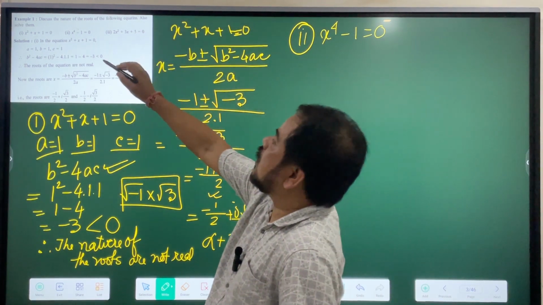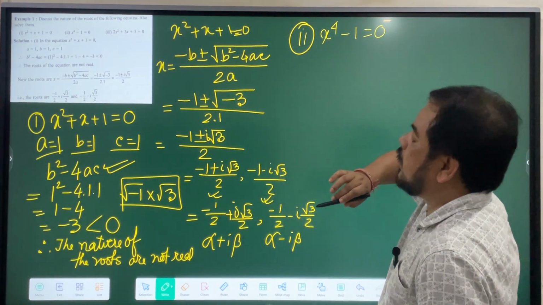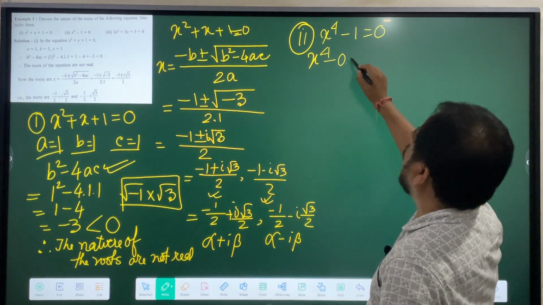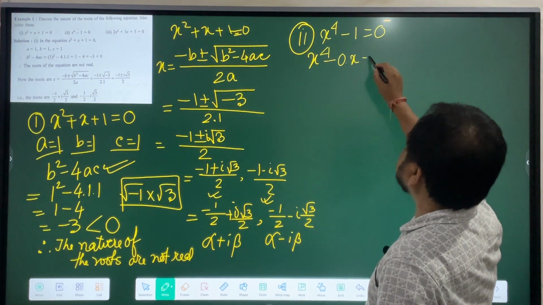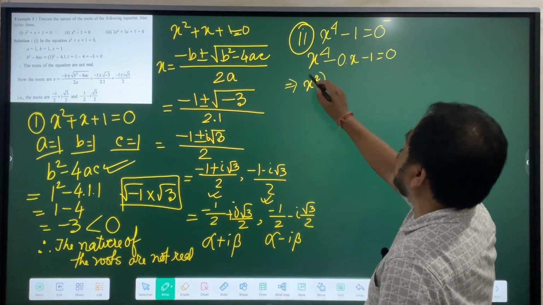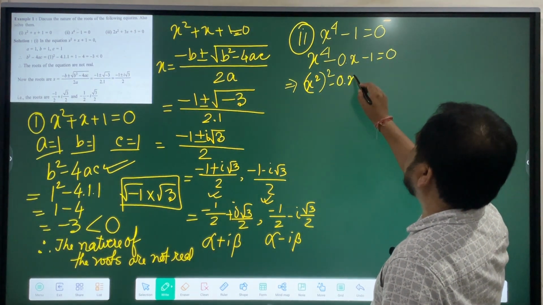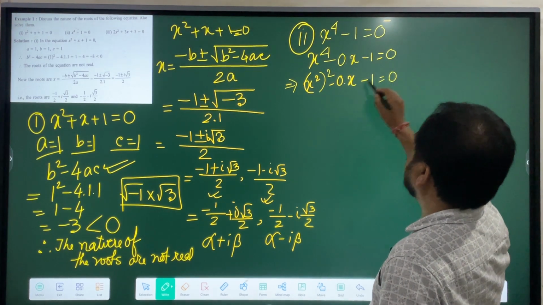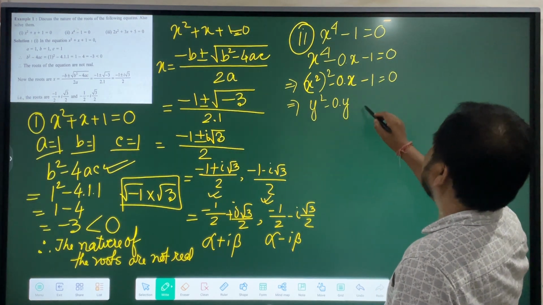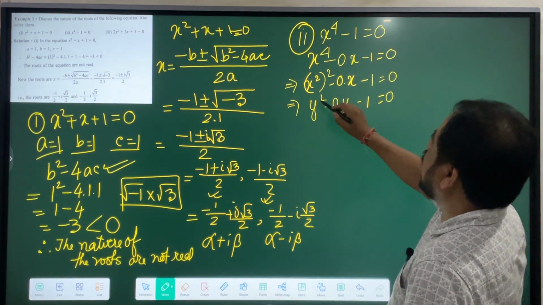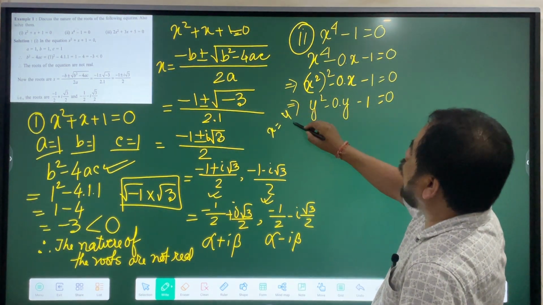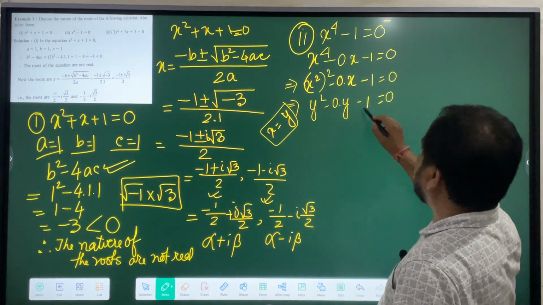But the question was, discuss the nature of the roots of the following equation. Here we can write at least this way, x to the power 4 minus 0 dot x minus 1 equals to 0. Or we can write x square square minus 0 dot x square minus 1. Or we can write y square minus 0 dot y minus 1 equals to 0, because we have to get a quadratic equation. So in place of x square, what we have taken, let y. So we can see a quadratic equation.